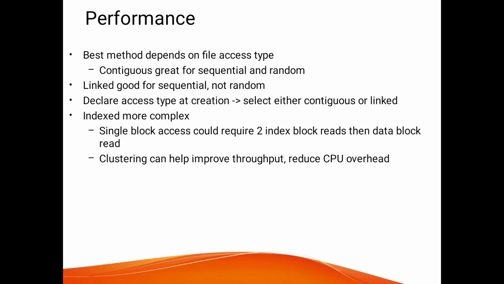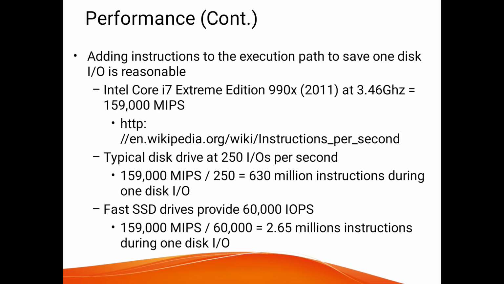So indexed is more complex. It is a simple block access, and could require two index tables read, then data blocks are read. So clustering can help improve throughput and reduce CPU overhead. So contiguous is efficient, but compared to linked, it is faster. So adding the instructions to the execution path to save one disk input output is reasonable.